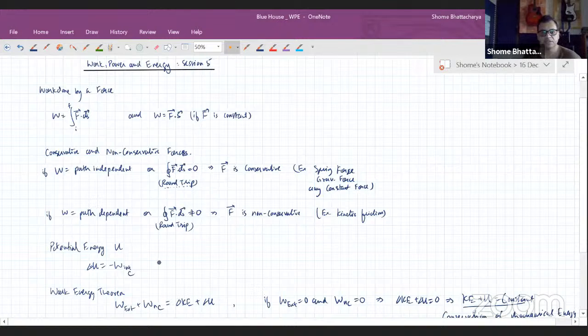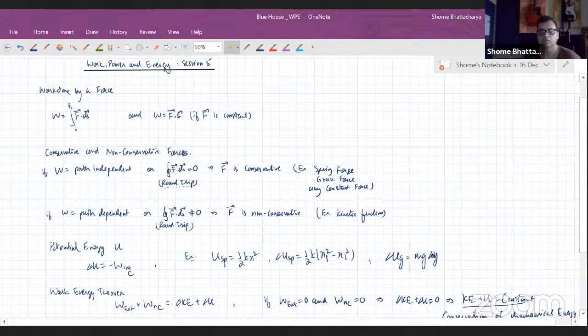Now, as far as potential energy is concerned, there are two specific examples. One is potential energy of a spring, which is defined as half kx square. So change in potential energy of the spring is half k times final position square minus initial position square. The other example is the gravitational potential energy, where if a body of mass m is given a vertical displacement of delta y, the gravitational potential energy changes by mg delta y. Here k is the spring constant.